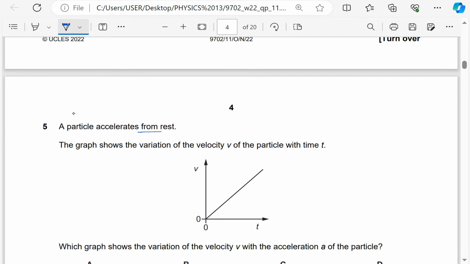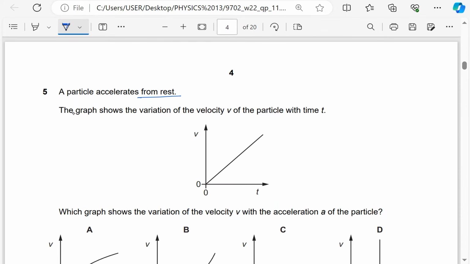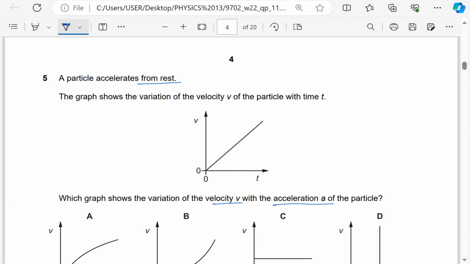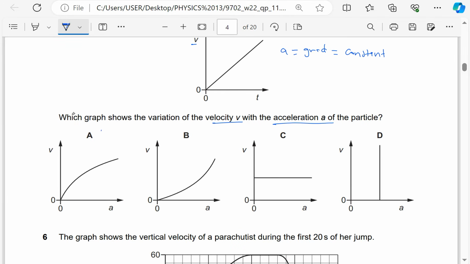A particle accelerates from rest, which means initial velocity is 0. The graph shows the variation of velocity v of the particle with the time t. Which graph shows the variation of the velocity v with the acceleration a of the particle? So we want velocity against acceleration. This graph is of velocity against time. It is a straight line, which means the acceleration is the gradient, remember? And a straight line here means the gradient is constant. So as the velocity increases uniformly, the acceleration should be constant. So if it is a graph of velocity against acceleration, it should be a vertical line. So this one is not correct.